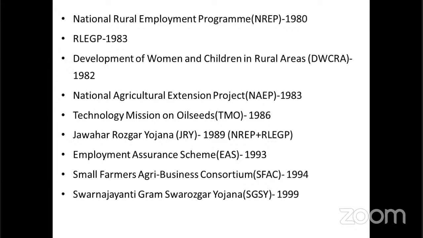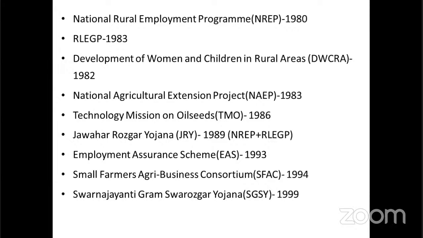Next one is the Jawahar Rozgar Yojana, which was launched in 1989. Jawahar Rozgar Yojana is a combination of two schemes. The first one is the NREP, which was launched in 1980, and the RLEGP, which was launched in 1983. The combination of both is the Jawahar Rozgar Yojana.